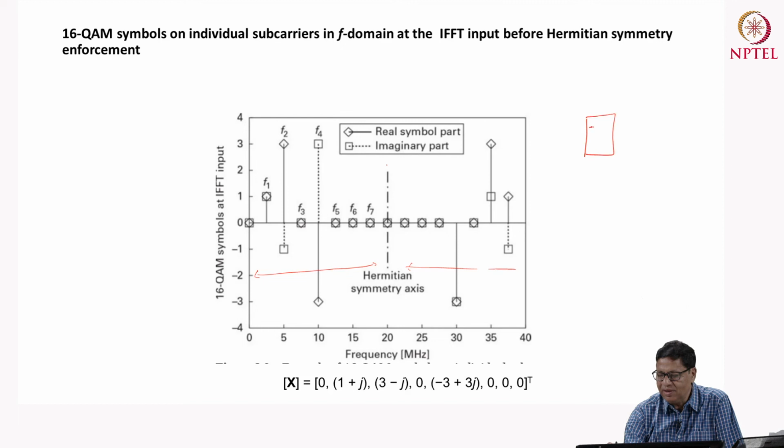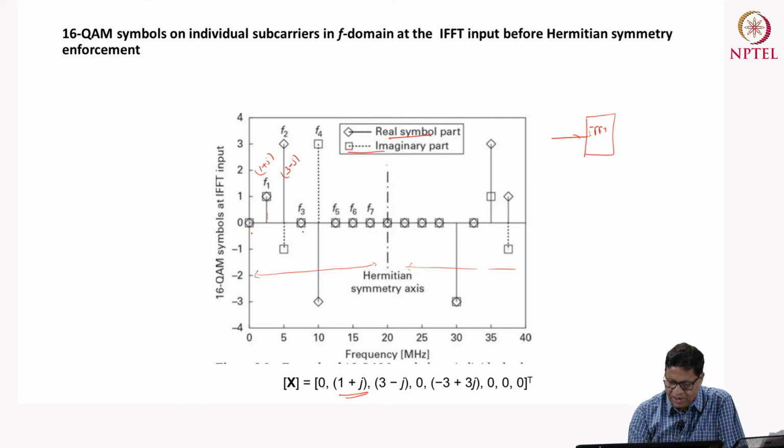This is the IFFT. So this is at the input of the IFFT. So for example, the data symbols are 0, 1 plus j, 3 minus j, 0, minus 3 plus 3j, 0, 0, 0. So this 0 corresponds to this. So you have the real part and the imaginary part 0. This is 1 plus j. So this will be 1 real part and 1 imaginary part. So both are coinciding. This is 1 plus j, and this is 3 minus j. So this particular thing is 3 the real part and minus 1 the imaginary part, so this is 3 minus j.